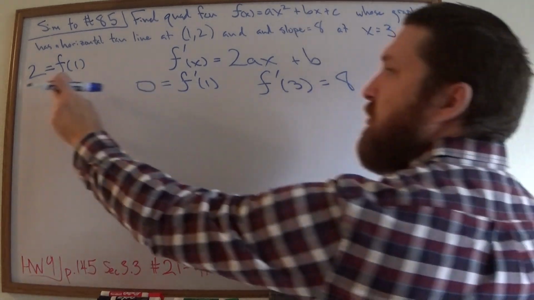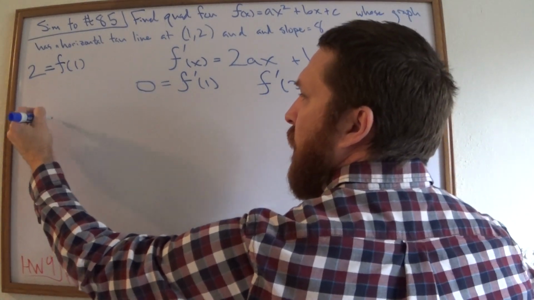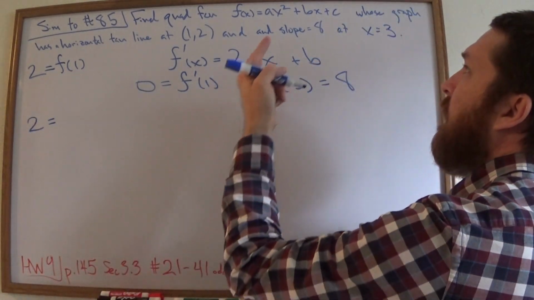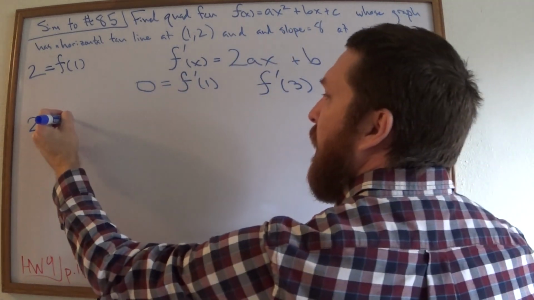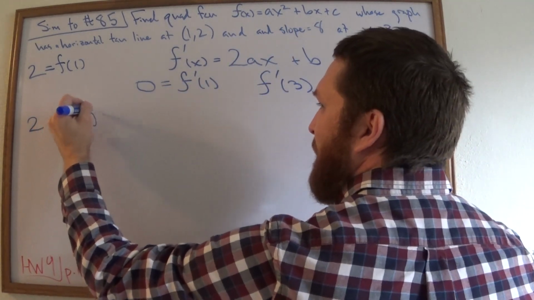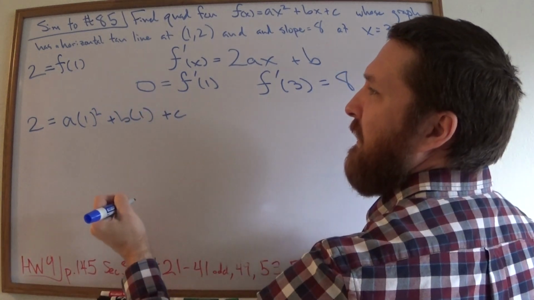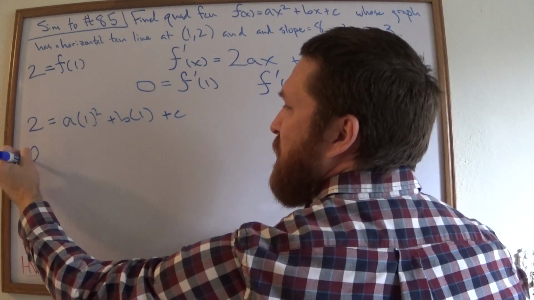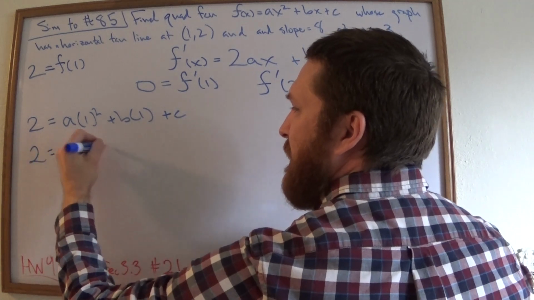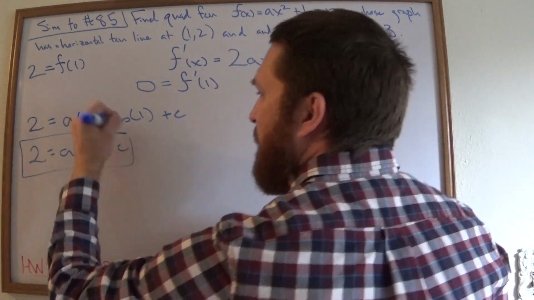Okay, so 2 equals f of 1. What is f of 1? It's a times 1 squared plus b times 1 plus c, right? That's what I'm doing right here, which is just 2 equals a plus b plus c. So there's my one equation.